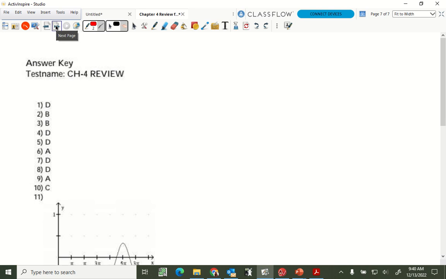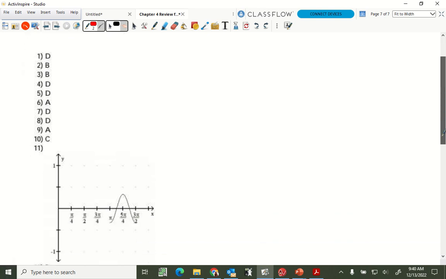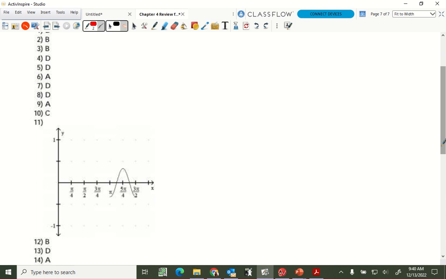And for that number 11, okay, this is what your graph is going to look like. But you're going to match it. So on the test, it's just going to say match this.